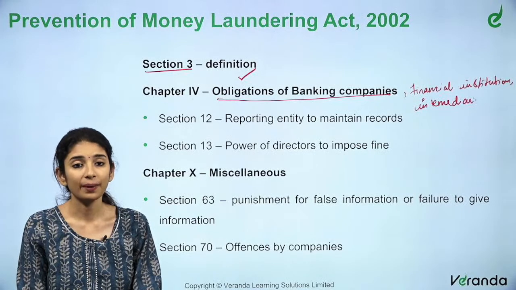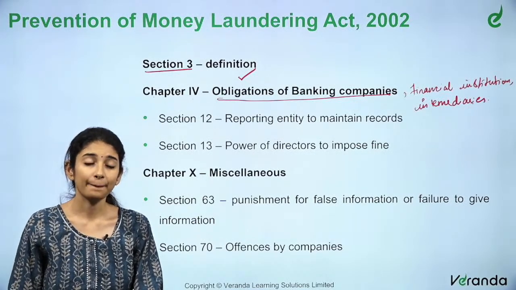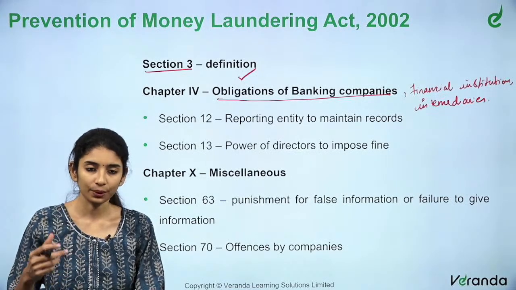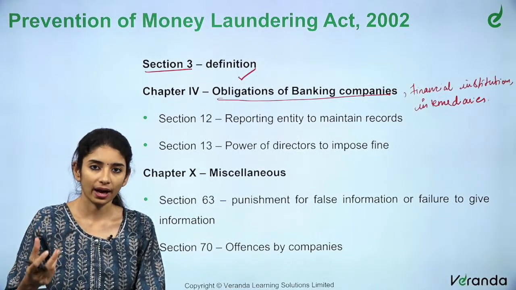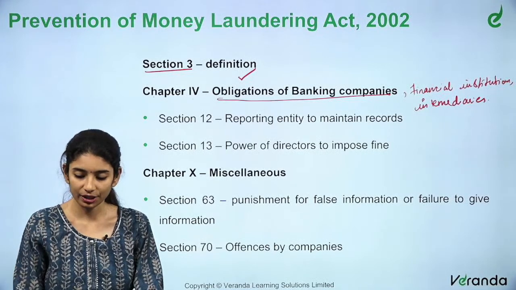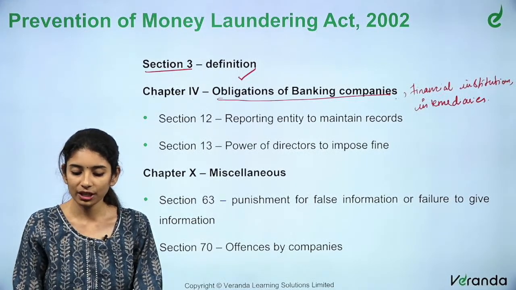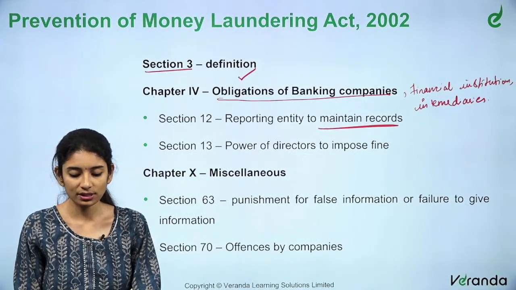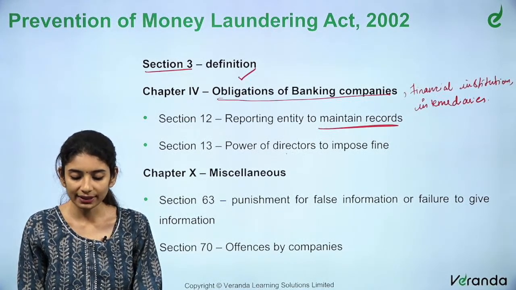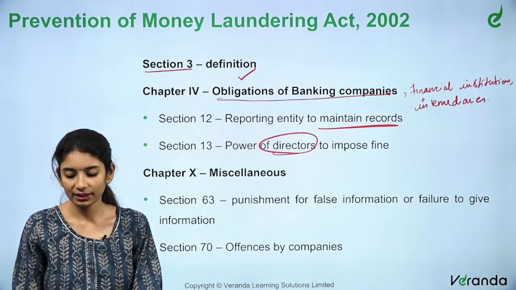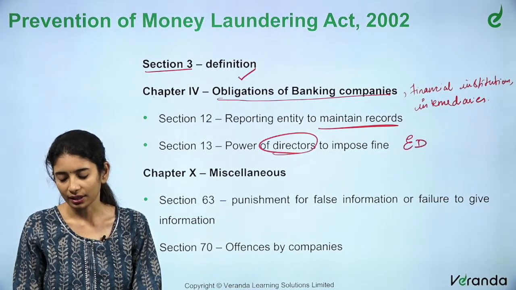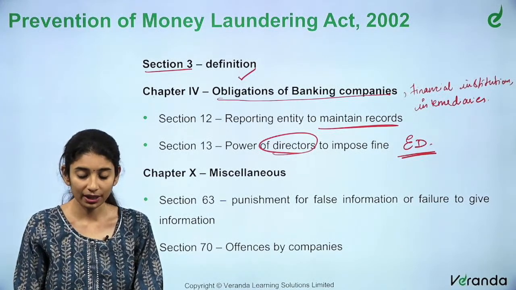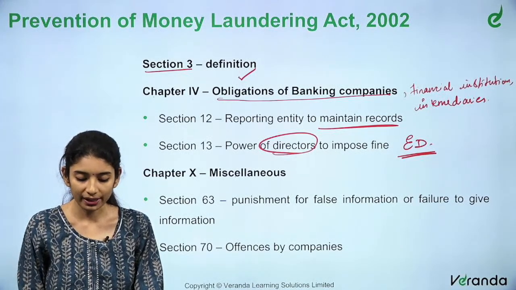Say, for example, I am buying jewelry or I am buying foreign exchange. Nowadays they ask for the PAN card number, they ask for my Aadhaar, they ask for some additional validations. So, obligations of all these parties. Reporting entity to maintain, what are the records they need to maintain? Power of the directors to impose fine. Now this director is the ED, enforcement director of this money laundering department, enforcement director to impose fine.